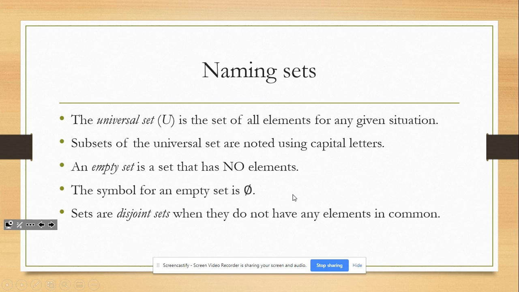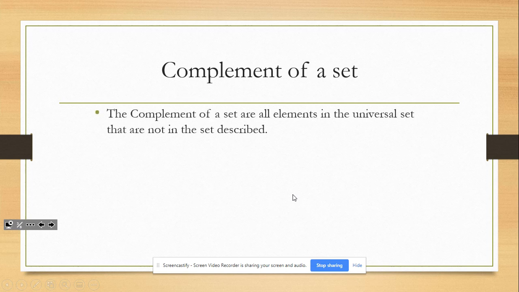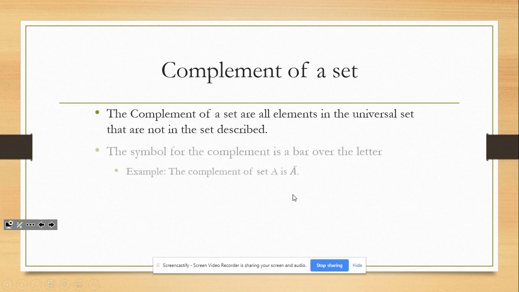Disjoint sets are any sets that do not have any elements in common. The complement of a set is all the elements that are in the universal set that are not in your set described. The symbol for any complement is a bar over the original letter. So, for example, if we were talking about the complement of set A, it would be the set A bar.